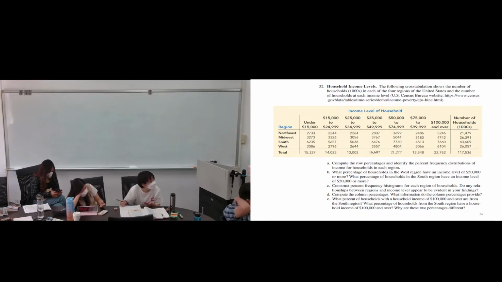And question E, what percent of households with a household income of $100,000 and over are from the South region? And what percentage of households from the South region have a household income of $100,000 and over? Why are the two percentages different? So this is your last question of today's exercise.